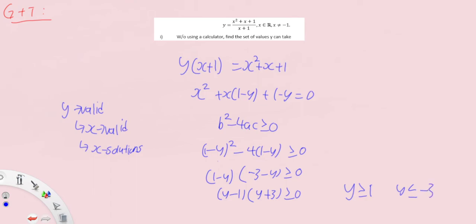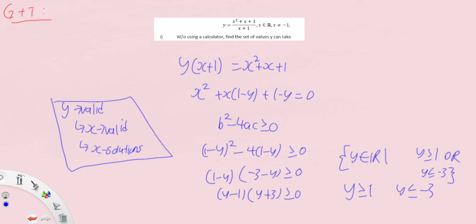Since they want the set of values, our solution is simply, well, we have y being a real number, put a dash line here, then y bigger than or equal to 1, or actually you can use the word union, or y less than or equal to minus 3. So I repeat, this is your entire logic here: for y to be valid, you must have a corresponding x value. So x is valid, and that means x is a solution for x. Therefore the discriminant is bigger than or equal to 0.